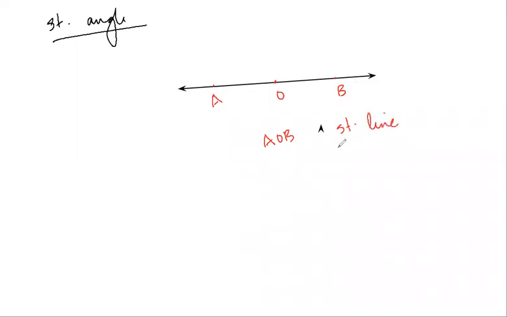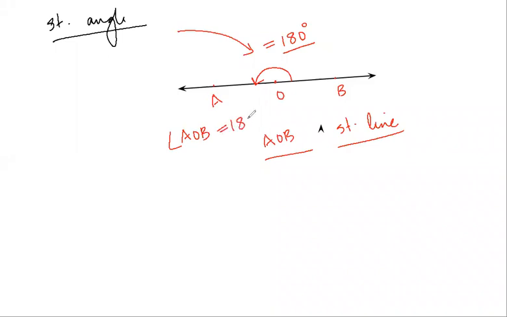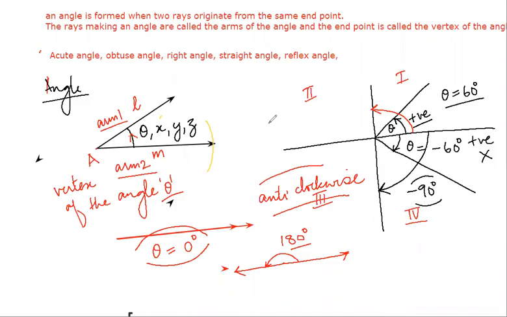If AOB is a straight line, the angle formed, again I'll take anti-clockwise, is known as a straight angle, which is equal to 180 degrees. So we represent it as angle AOB is a straight angle equal to 180 degrees. Right, students? Now what was left? After straight angle, we had reflex angle. Very important. Now what is a reflex angle?